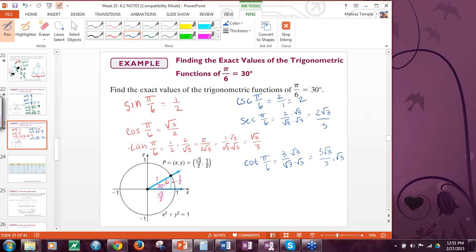Your question about switching 2 to 1, is that right from this step to this step? What I just did was I had a 2 on top and a 2 on bottom, so they canceled. So 2 over 2 is just 1. So the 2 became a 1. Good question.